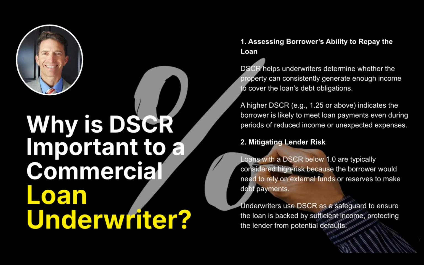Number 2, mitigating lender risk. Loans with a DSCR below 1 are typically considered high risk because the borrower is going to need to rely on external funds or their income or reserves to be able to make their payments. This is not what the lender's looking for, okay? As an underwriter, you want to use the DSCR as a safeguard to ensure the loan is backed by sufficient income. That way you protect the lender from any future or potential defaults.